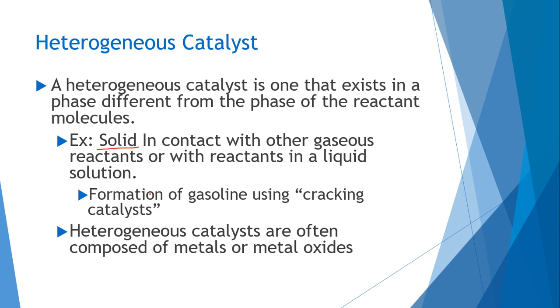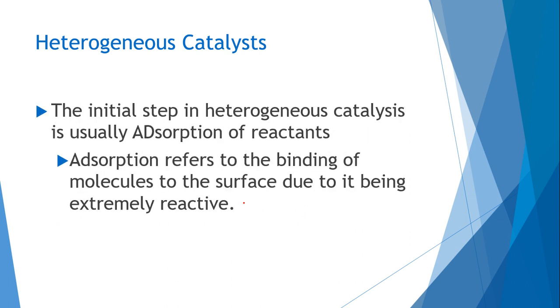A good example of a heterogeneous catalyst is the formation of gasoline. We actually add a little bit of metal and metal oxides to gasoline, called cracking catalyst, that help speed up the formation of this. Now, one thing to know about heterogeneous catalysts is that the initial step is that we actually have to prepare these catalysts in order to have optimal results in our reaction.